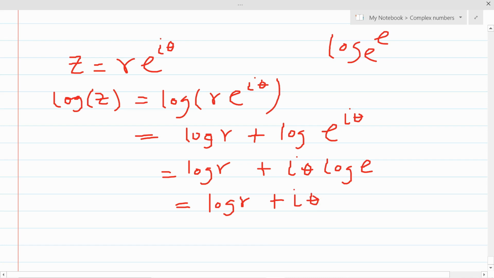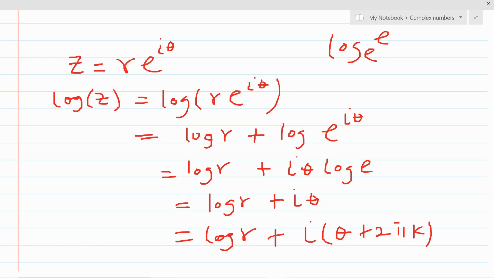Now if you want to know the logarithm of this in all cases, then we need to consider the period of sine and cos. So this can be written as log of r plus i(theta plus 2 pi k), where k is equal to 0, 1, 2 going. So this is it for the logarithm of complex numbers. Let me explain some parts so you really get it.